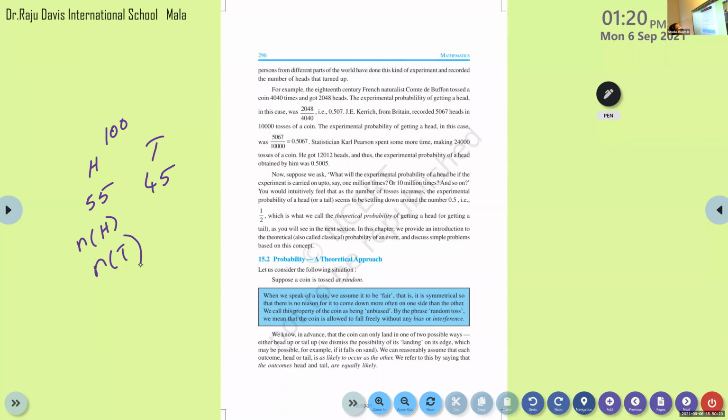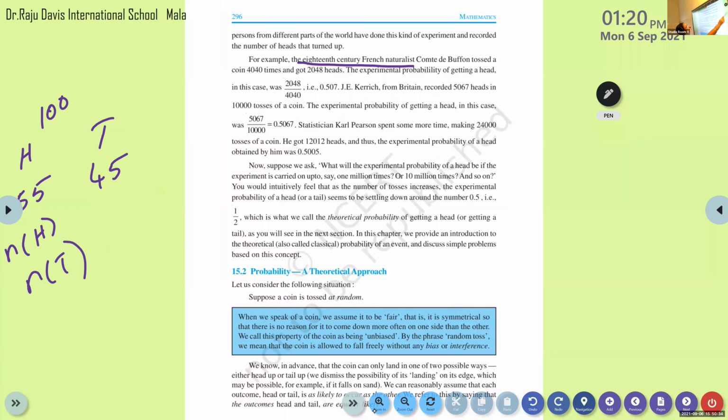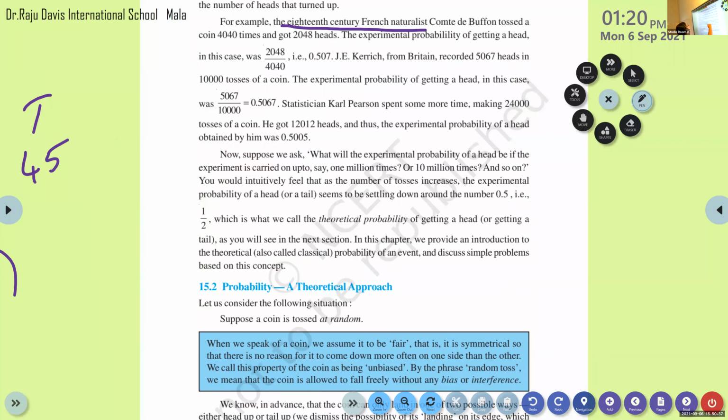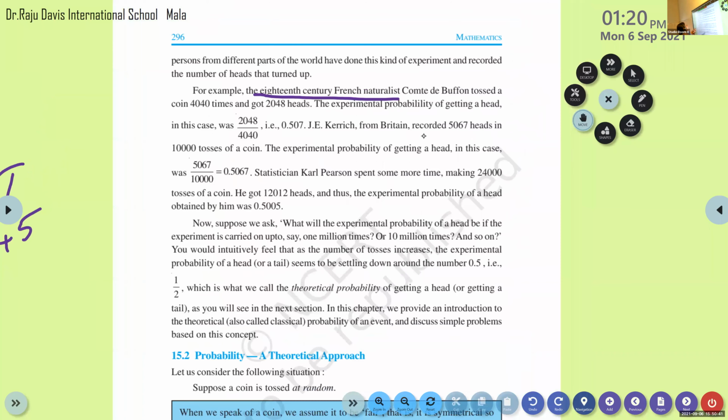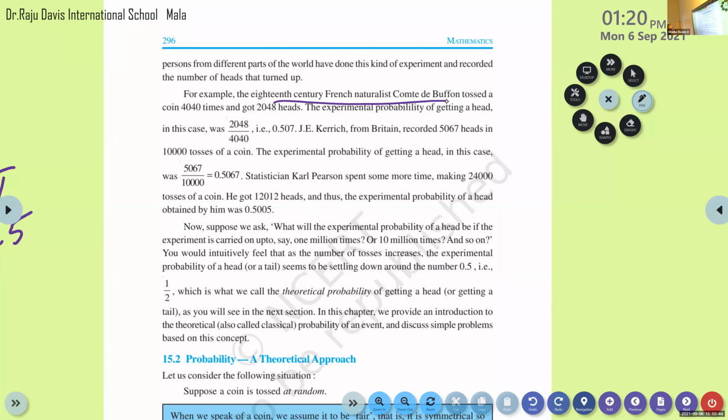It is proved by experiment from the 18th century. See in the text, from the 18th century onwards, scientists started experimenting with this. The 18th century French naturalist Comte de Buffon tossed a coin 4,040 times and he got 2,048 heads. So the numbers of tails and heads are going to be the same if we increase the number of tosses.